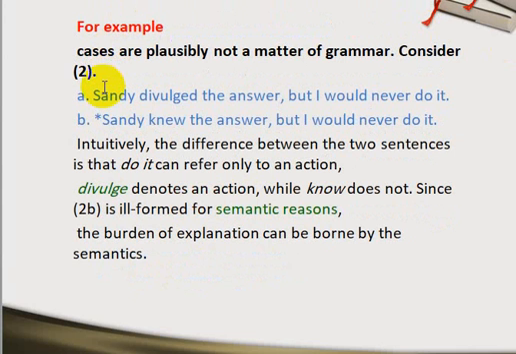Another example. A. Sandy divulged the answer but I would never do it. B. Sandy knew the answer but I would never do it. The difference between the two sentences is that "do it" can refer only to an action. "Divulge" denotes an action while "know" does not, since B is ill-formed for semantic reasons. The burden of explanation can be borne by the semantics.